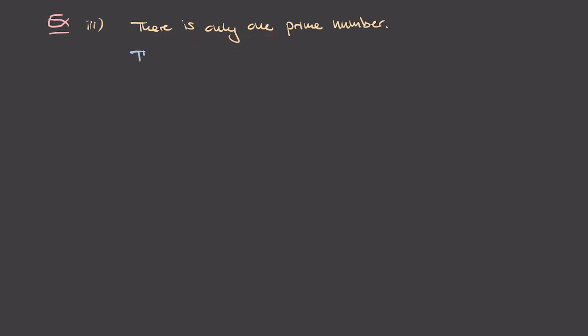So the way to rewrite this in natural language is the following. You would say there is a prime number, let's say p. So that's expressing the existence part of this statement. When we say there is only one prime number, in particular, we're saying there is some prime number. Okay, so there is a prime number p, and for all prime numbers, let's call it q, we have that p is equal to q.